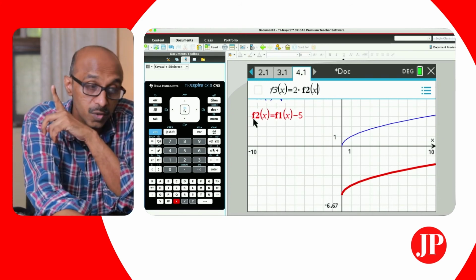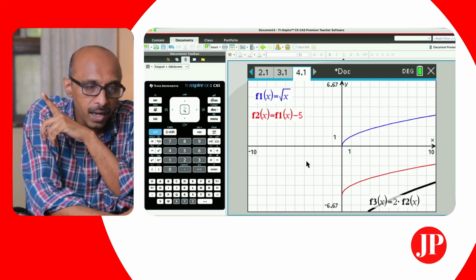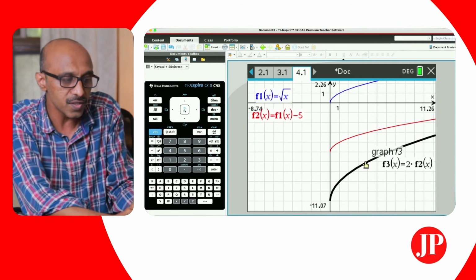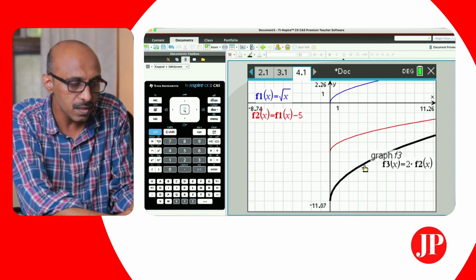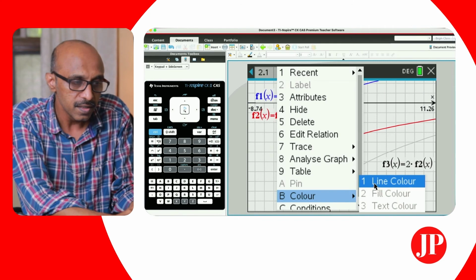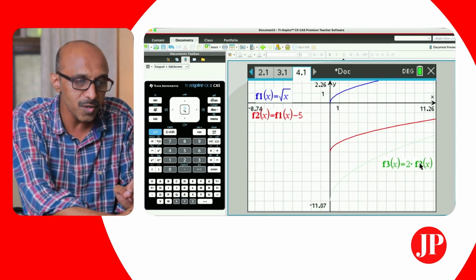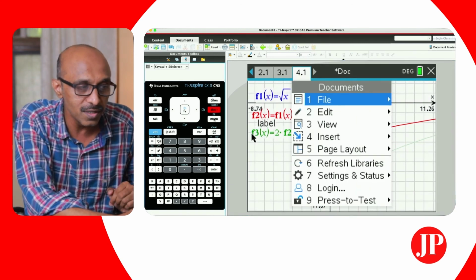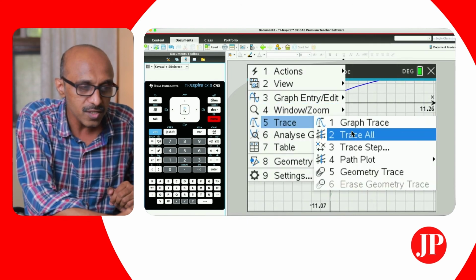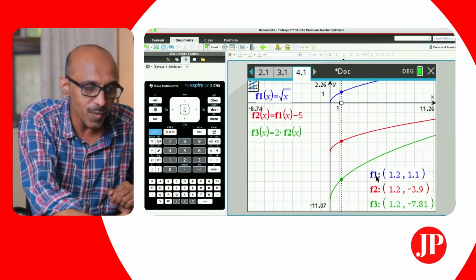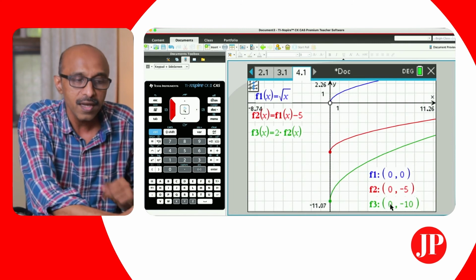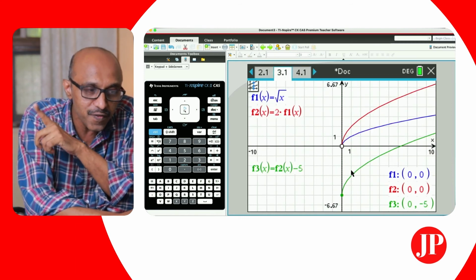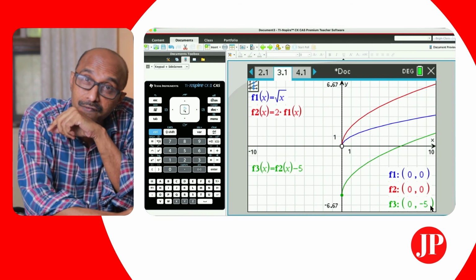Don't blink, watch, don't blink. Aha, it went somewhere else. Let me just make that green color first, okay? Right click, color, line color, and green. All right, now notice this, okay? So what have we done? Let me just first get the coordinates, okay? Then you'll know. Menu, trace all, and no, that's not what we wanted. We wanted the origin, remember? Okay, there you go. Green graph, origin, can you see? 0, comma, negative 10, whereas the green graph here is 0, comma, negative 5.